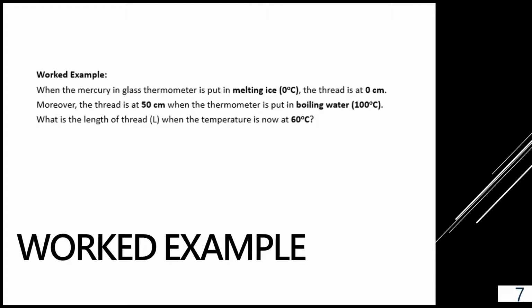Now, in order for you to have a better understanding, I'm going to talk about 3 to 4 questions. The first one is a worded example. When the mercury in glass thermometer is put in melting ice, that is 0 degrees, the thread is 0 cm. Moreover, it is 50 cm when it is put in boiling water. So what is it at 60 degrees Celsius?